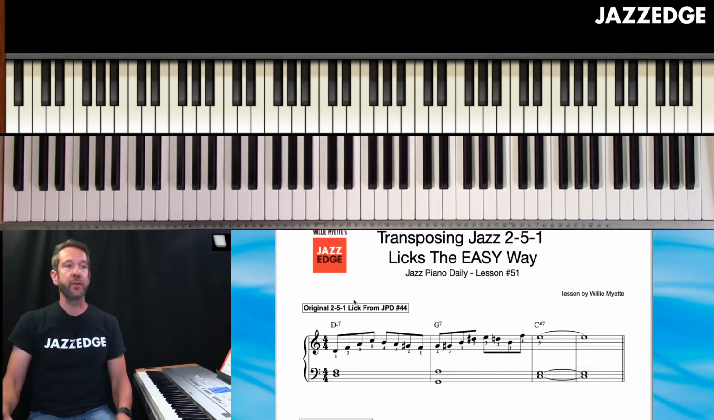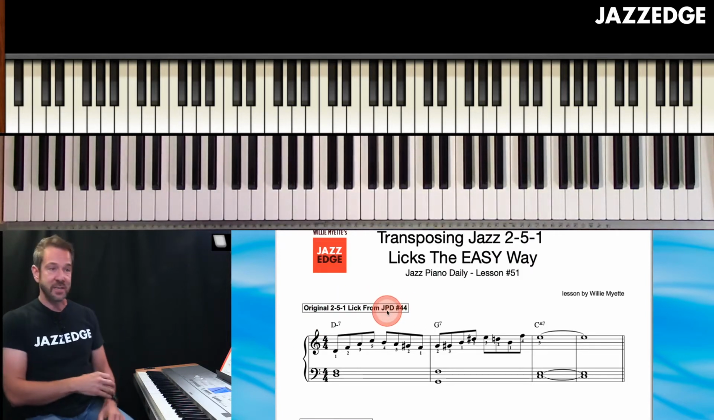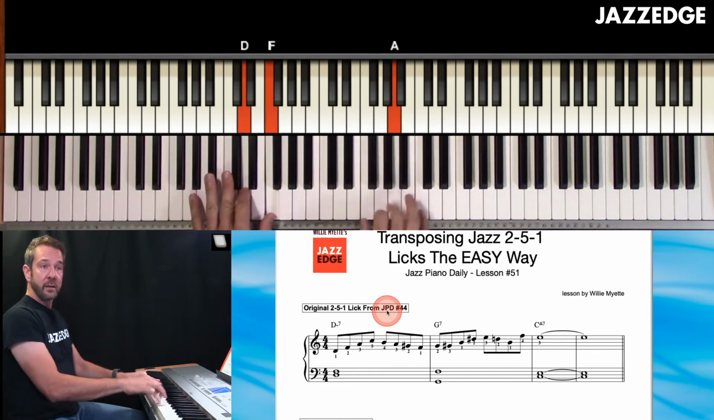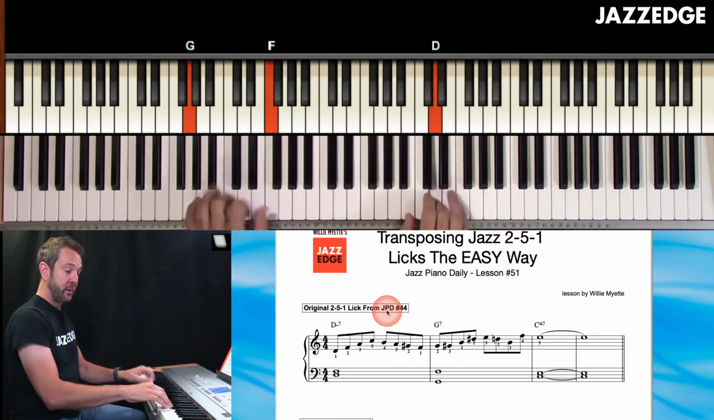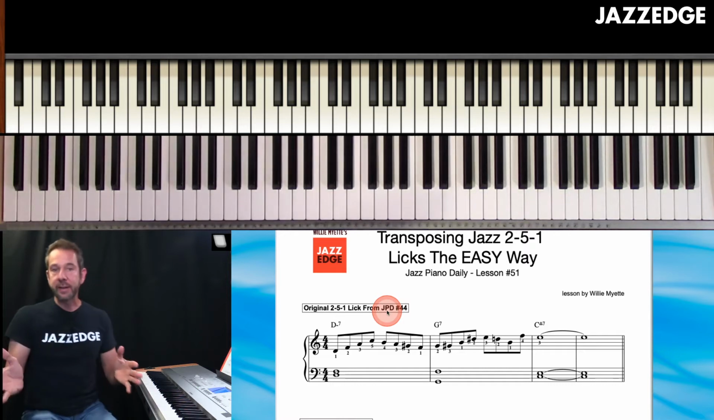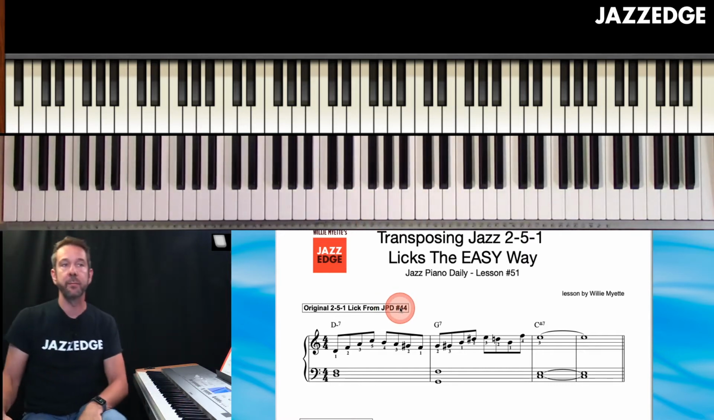All right, so first of all, we have our original lick. This is from Jazz Piano Daily number 44. This was our slick 2-5-1 lick. And so if you need to learn that lick, just go back to Jazz Piano Daily number 44.